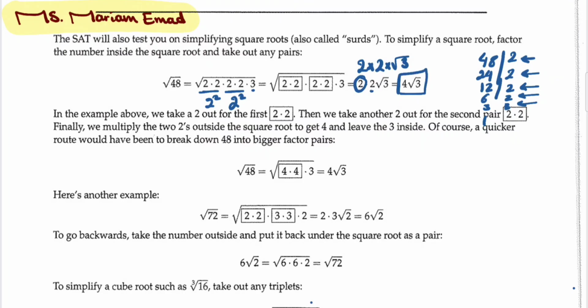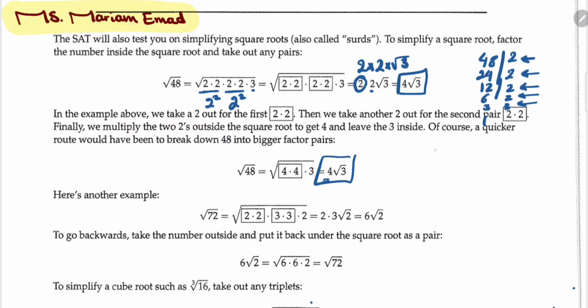So we have another way. Root 48 can be 4 multiply 4 multiply 3. 4 is repeated 2 times, so take only one 4, and root 3. It's the same answer, 4 root 3.